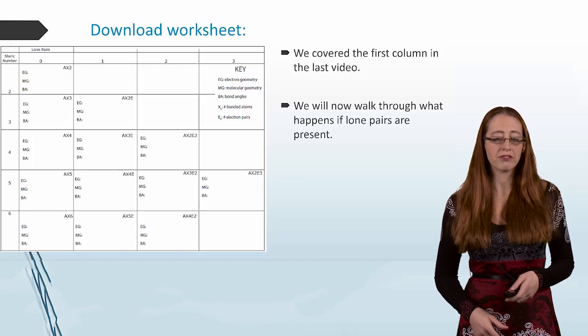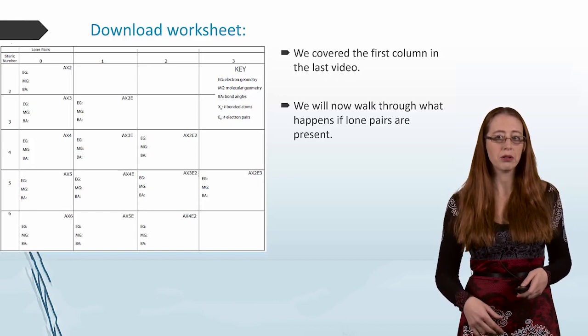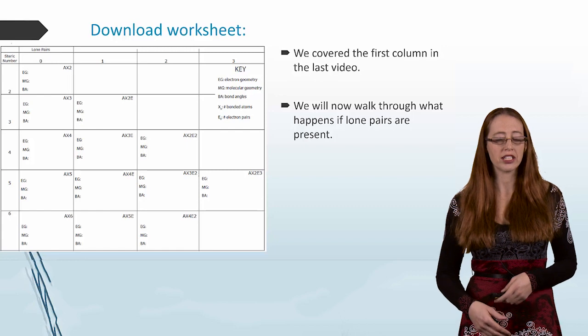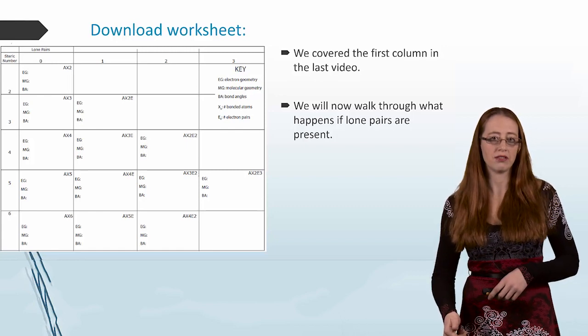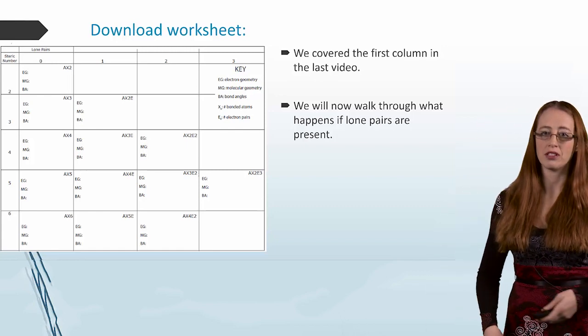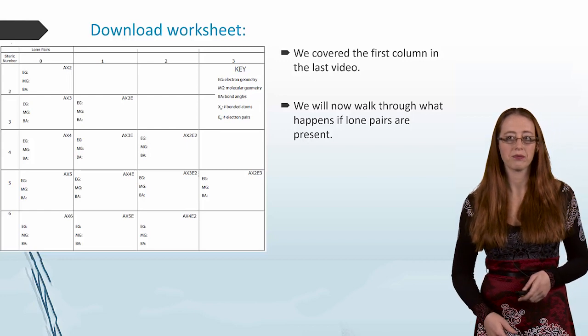So we covered that first column last time, and now we're going to be walking through, okay, for each steric number, what happens if you have one set of lone pairs? What happens if you have two sets of lone pairs, and so on and so forth.